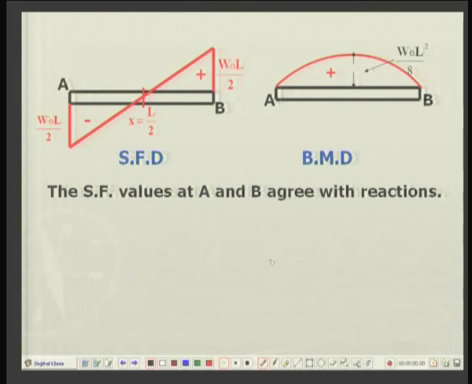So, for well defined loading functions, we can quickly and very simply get the bending moment and shear force diagrams, and they are consistent with the end conditions. Next, I will take up one more example.